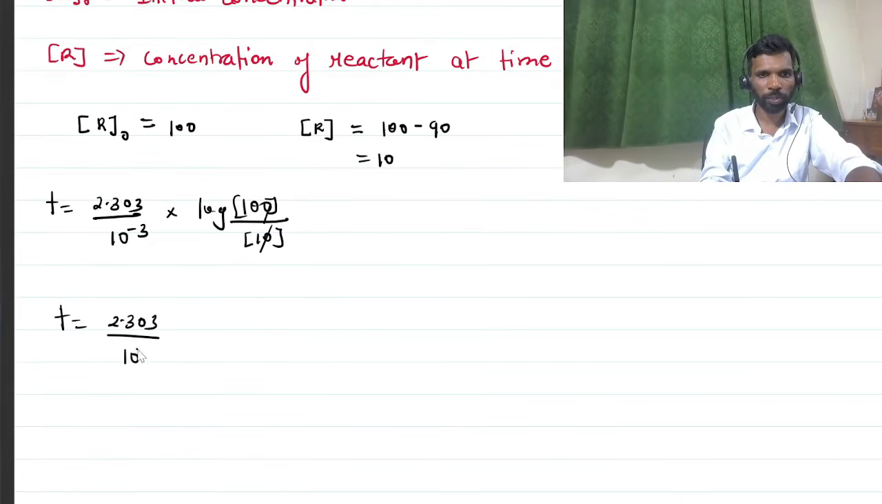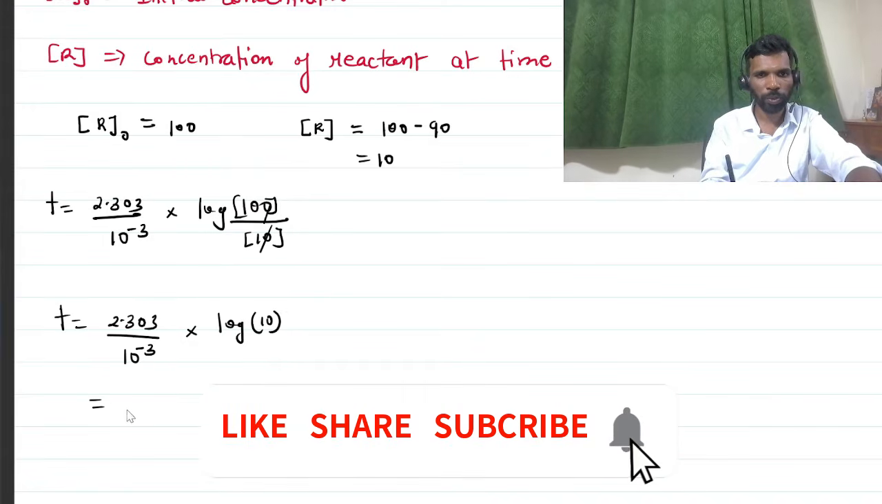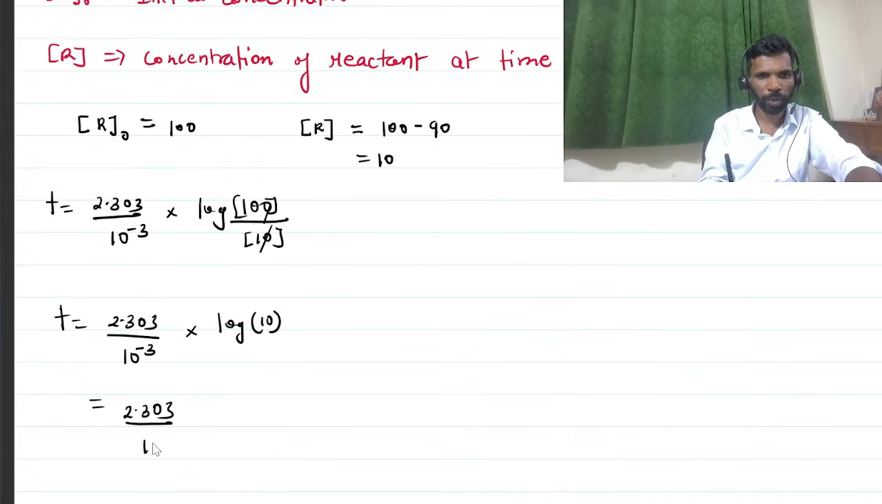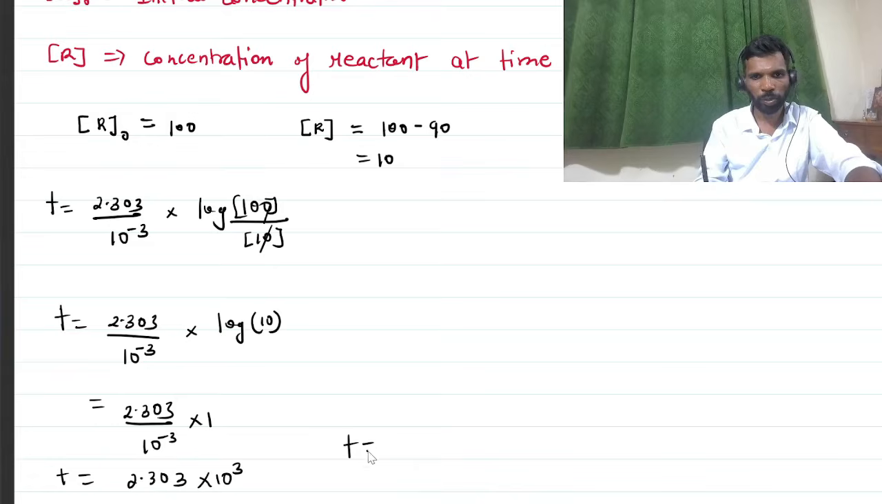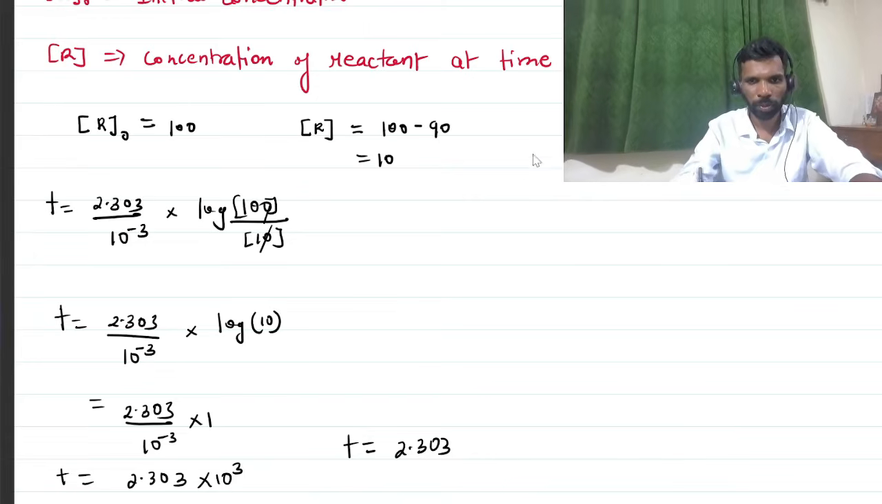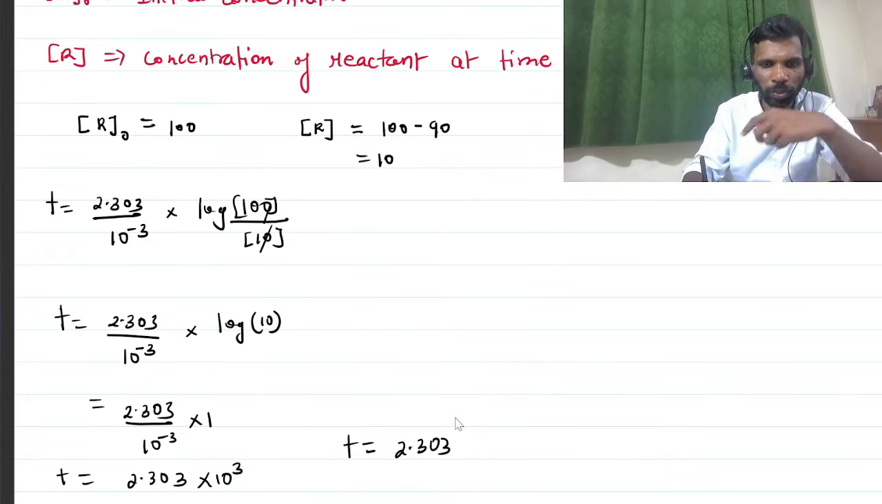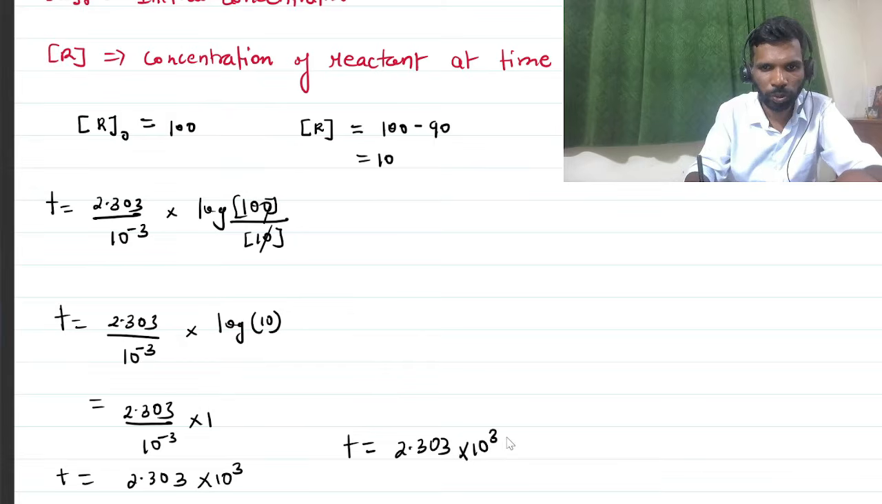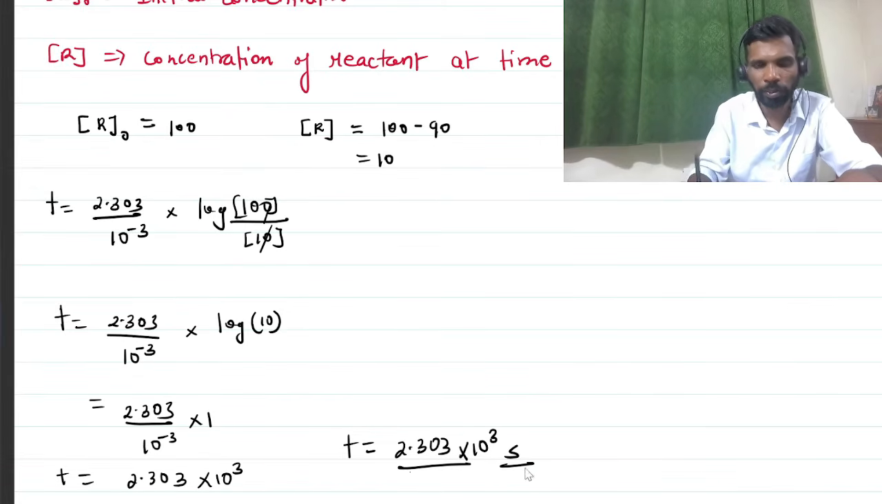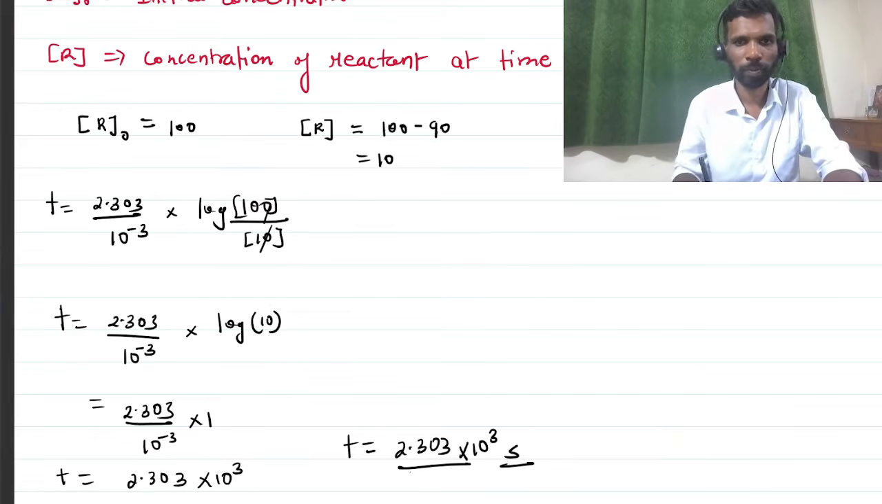So this and this will get cancelled, and the answer will be 2.303 upon 10 raised to minus 3 into log of 10. Log of 10 to the base 10 is 1. Therefore, time is 2.303 into 10 raised to 3 seconds. You write this answer and you write this unit, and you will get full marks for this.